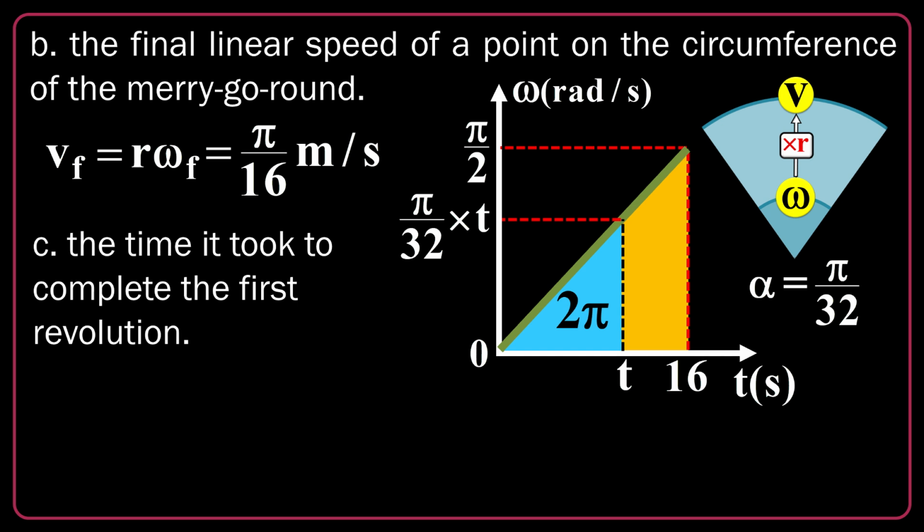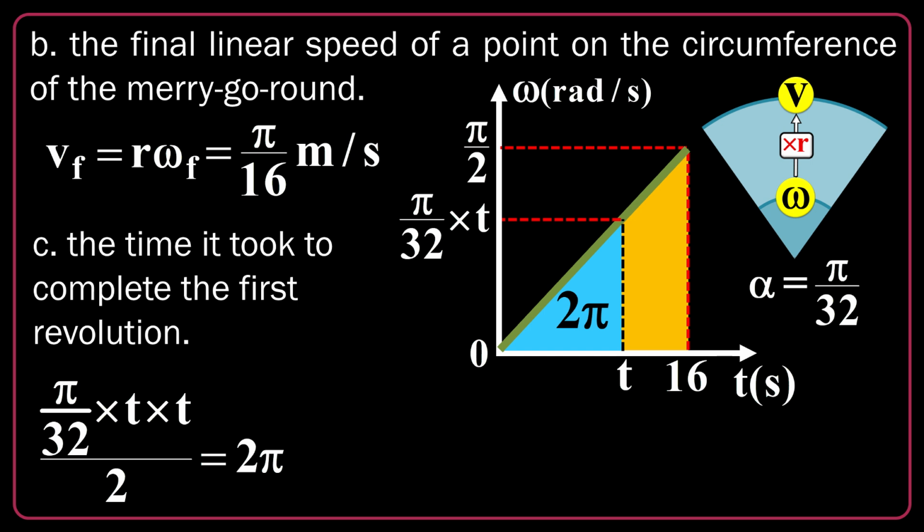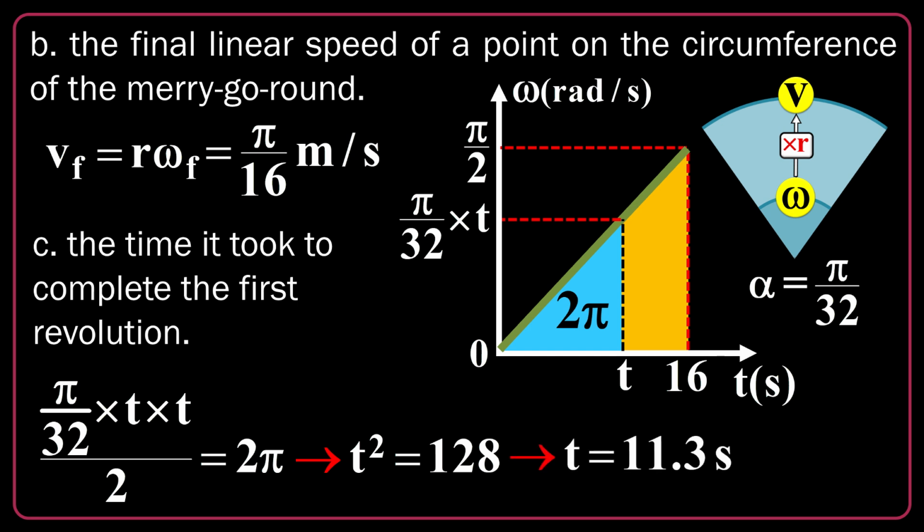Now I complete the task using the concept of area. The total area under the graph is 2 pi. Horizontal is t. Vertical is pi over 32 times t, divided by 2. It's supposed to be 2 pi. That's all. So I can just rearrange the equation like that. t squared is 128 and t is supposed to be 11.3 seconds. It's the time you need to have one complete revolution. I mean the angular displacement of 2 pi. You see, the omega-t graph can solve all questions.